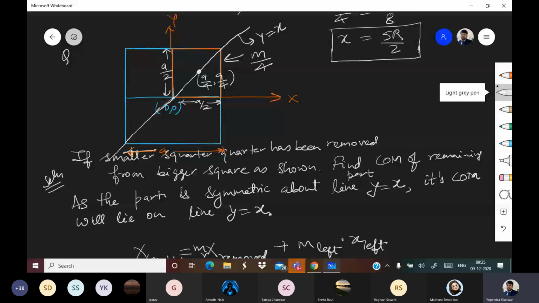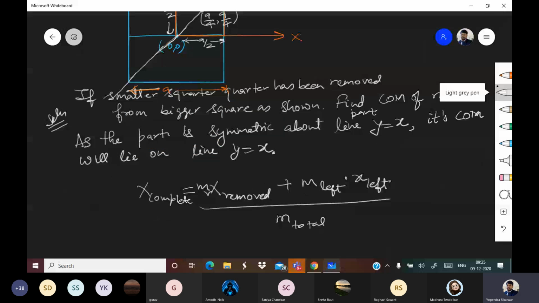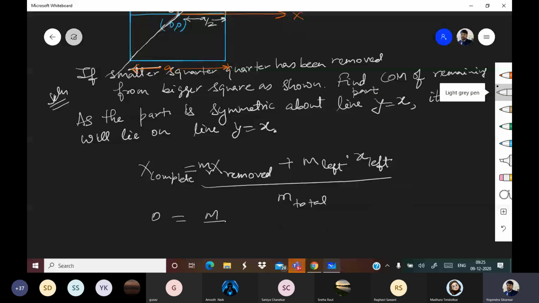So x complete was the origin, that means 0. I am writing it as 0, is equal to m removed, which is m by 4, times x removed, which is a by 4, plus m left, which is 3m by 4, times x left, that is to be calculated, upon total mass, which will be m, because m by 4 plus 3m by 4.